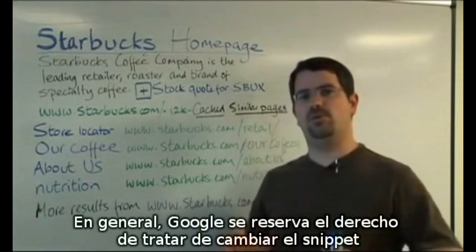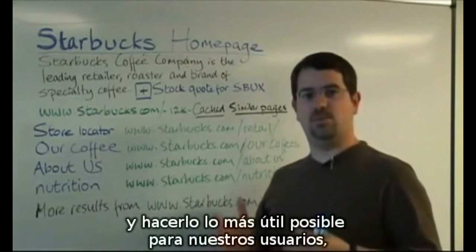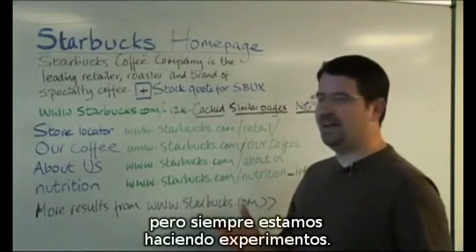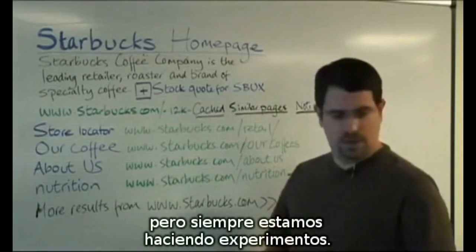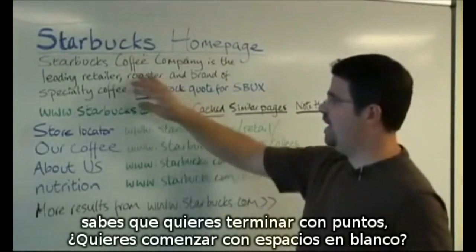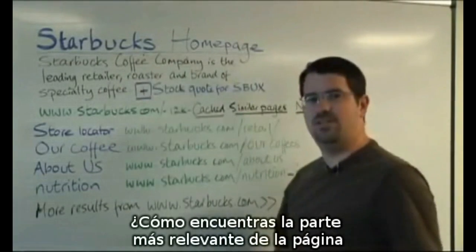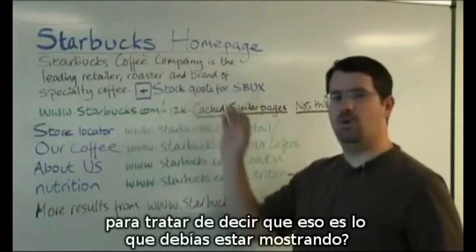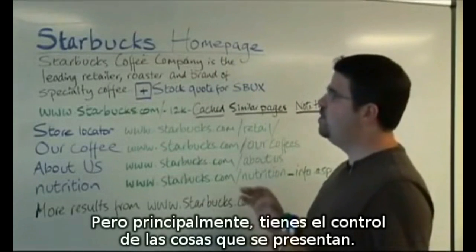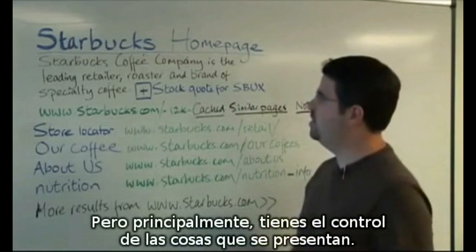Now, in general, Google reserves the right to try to change the snippet and make it as useful as possible for our users. We're always doing all kinds of different experiments, like, is it more helpful to show 2 dots or 3 dots? Do you want to end with dots? Do you want to start with leading spaces? How do you find the most relevant part of a page to try to say, this is what we should be showing? But the majority of the time, you have a great deal of control about how things get presented.